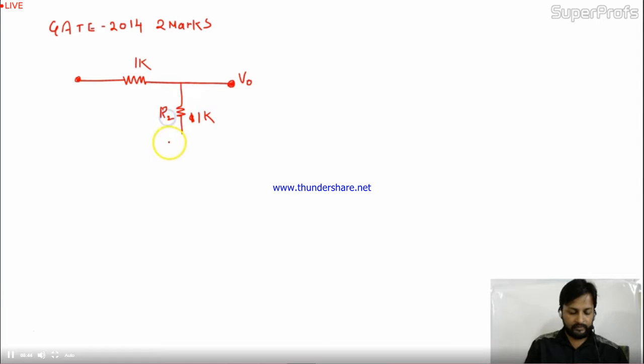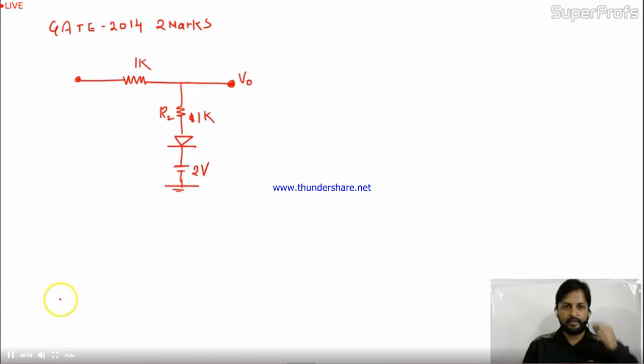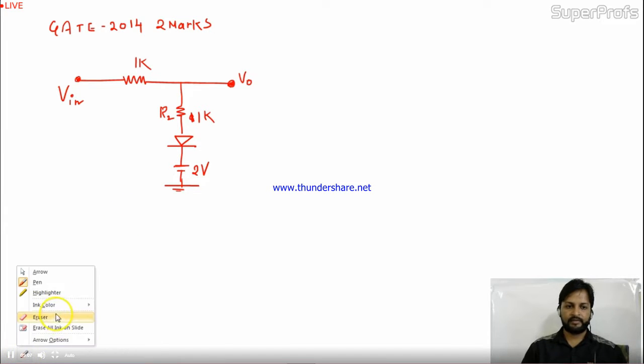Let's take it R2 given over here. Here they are connected one diode, and at the negative terminal 2 volt battery, and this is grounded. This is your question. Here you are applying V in. Now the question is, the diode in the circuit shown has V on 0.7 volt.